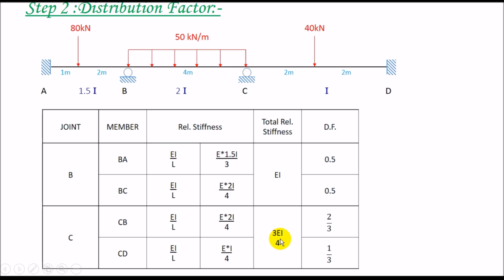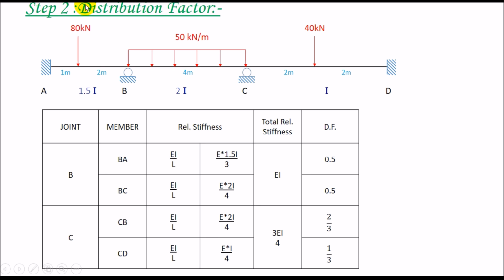Fine. Now what is distribution factor? The thing that we have to find, distribution factor, is basically relative stiffness of the member divided by total relative stiffness. Okay, so if I divide this by this, I get 0.5, and if I divide this by this, I get 0.5 again. So for member BA it is 0.5, for member BC it is 0.5, for member CB if I divide 2 by 4 EI by 3 by 4 EI, I get 2 by 3, and for CD if I divide EI by 4 divided by 3 by 4 EI, I get 1 by 3. So I've found all the distribution factors and my step 2 is complete.